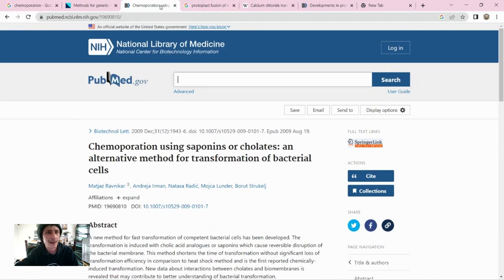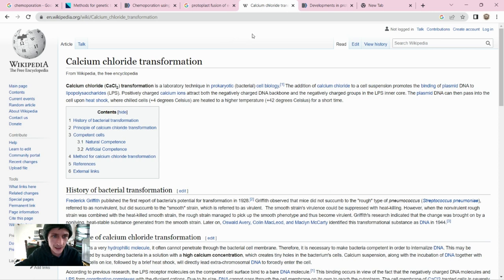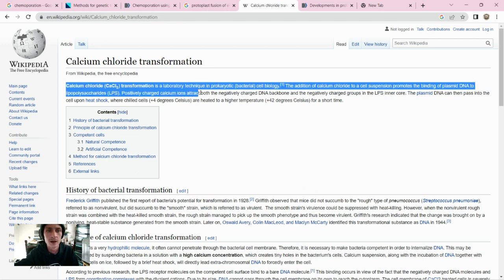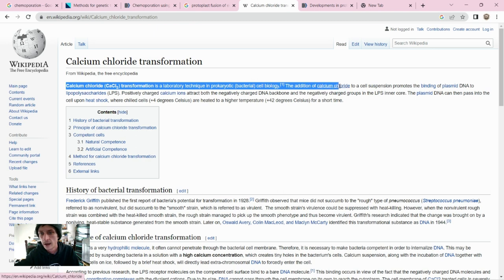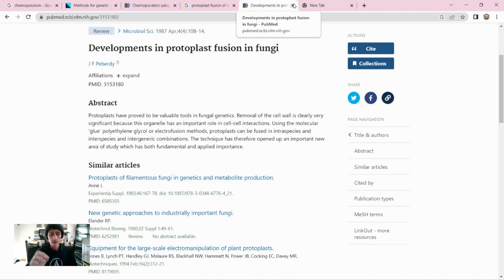Chemoporation and electroporation, I only mention because things like calcium chloride treatments for eukaryotes are being recommended for mushroom growers, and there isn't information supporting that. And if anybody is selling a calcium chloride transformation kit for eukarya, there is no information that suggests that's possible. To go along with that, I guess chemoporation, electroporation, calcium chloride transformation, and polyethylene glycol transformation of fungi without a cell wall lyser is not possible.